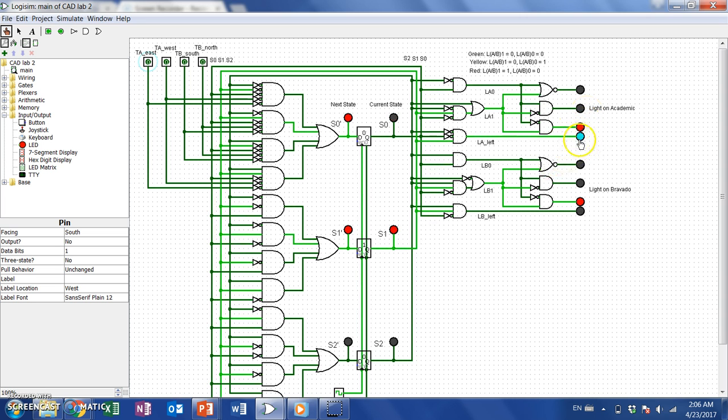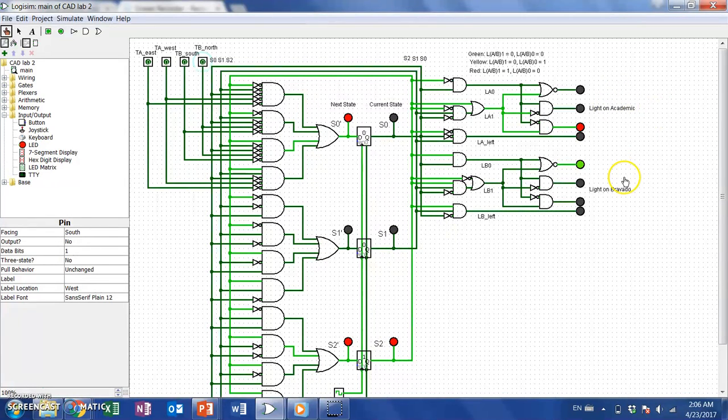But also, the left turn signal on Academic will also be on, so cars on Academic can turn on to Bravado, and if there are any, then the sensors on Bravado will detect moving cars. And if we let the simulation run, it will stay in the state since there are still cars moving from Academic to Bravado, and it doesn't matter if it's only one or both. It will stay in the state until there are no more cars turning, and then the light on Academic will turn yellow and then red.